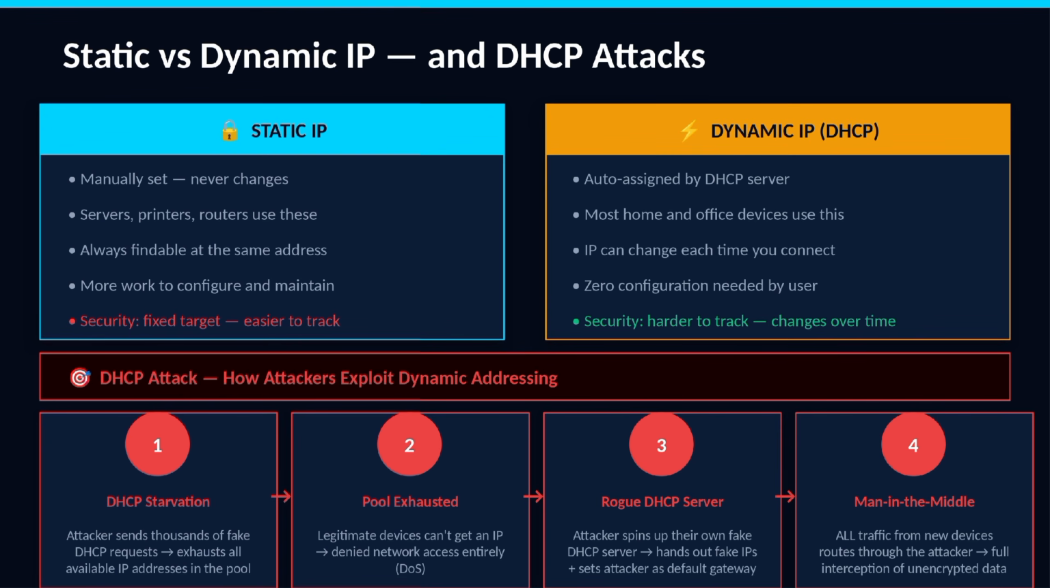Cybersecurity relevance. There's an attack called DHCP starvation. An attacker floods the network with fake requests until all available IP addresses are used up. Now, legitimate devices can't connect. Then the attacker sets up a rogue DHCP server, handing out fake IP addresses and secretly routing traffic through themselves. That's a classic man-in-the-middle attack.